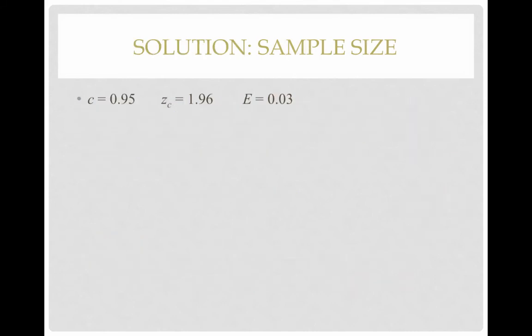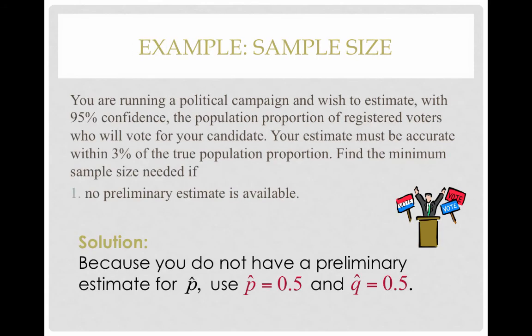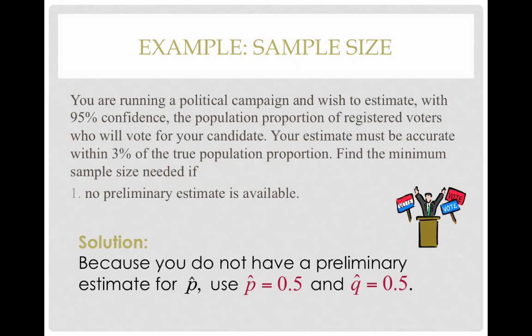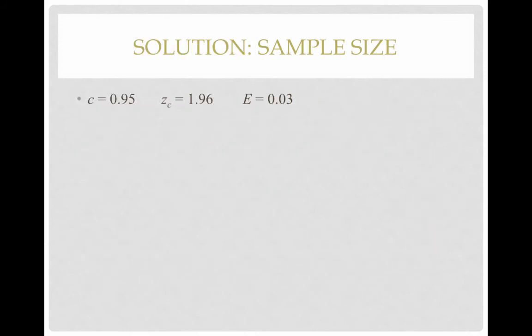All right, so here we have our confidence of 0.95. We know from the prior problem this is 95% confidence again. So we've already calculated in Excel with NORM.S.INV that critical z is 1.96, and our error is 0.03. Notice it's given to us as 3%. I'm not going to use the integer 3, all right? That error is going to be 0.03.